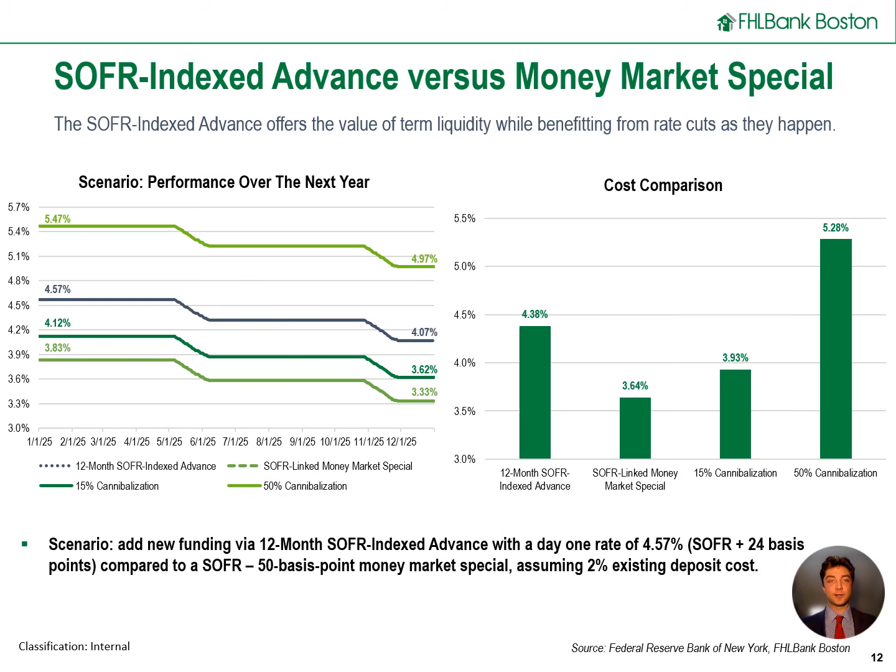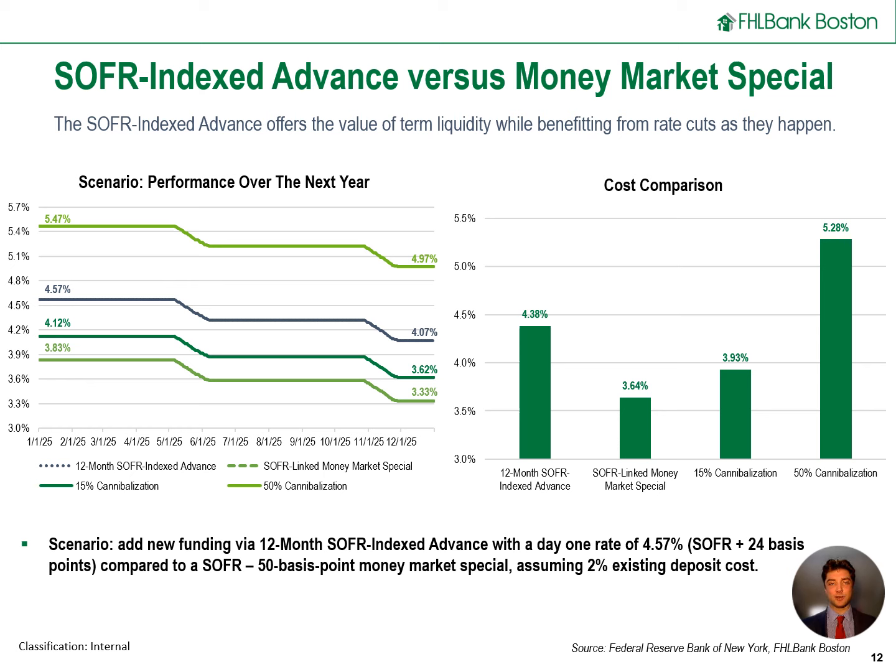In this second scenario, we look at the balance sheet impacts of adding new funding using a 12-month SOFR index advance with a day one rate of 4.57%, which is SOFR plus 24 basis points, compared to a SOFR minus 50 basis point money market special, assuming 2% existing deposit cost. The scenario assumes 2 rate cuts in 2025, one in May and one at the October meeting, and uses January 2nd, 2025 advance rates. Even though the money market day one rate is 3.83%, and at the end of the year it will be 3.33%, at just 15% deposit cannibalization, the marginal cost of the money market special is 3.93%, and at 50%, it's 5.28%.